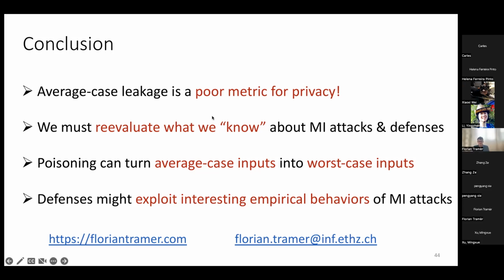Yes, hello. Thank you very much for your talk. I was wondering if you could talk a little bit about privacy attacks for generative models, because here you mostly focused on classification. Yeah, that's a very good question.